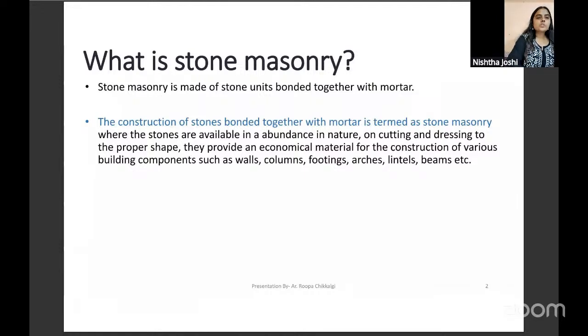So my first question will be that, there are different types of vernacular architecture across the world. Where have you seen stone masonry? You have to tell me about this, that where can you see stone masonry?